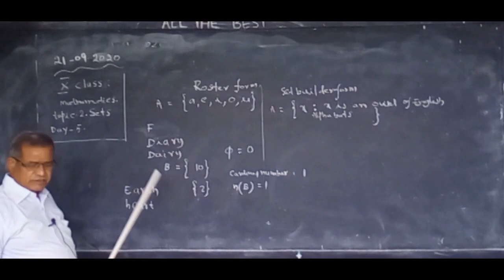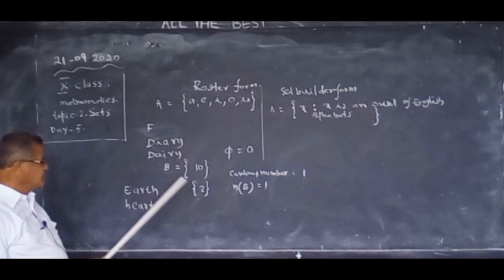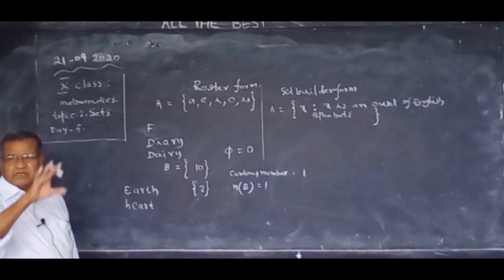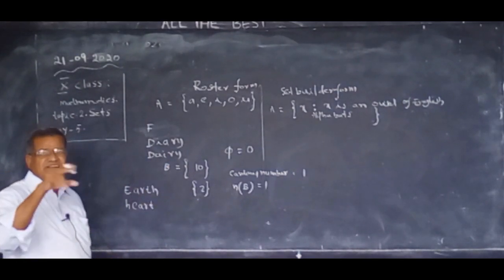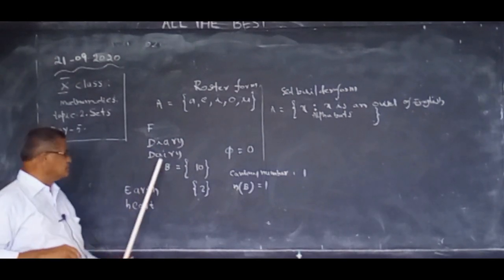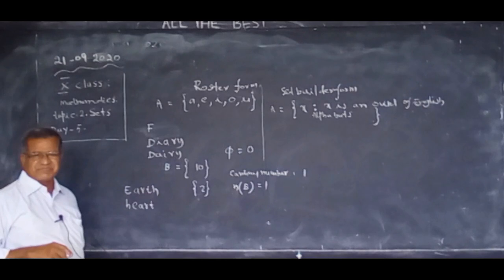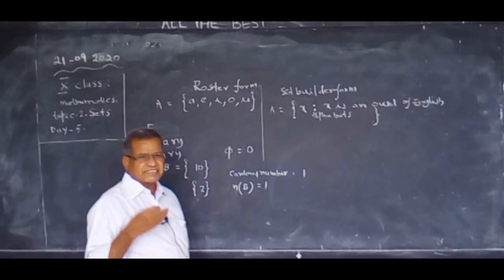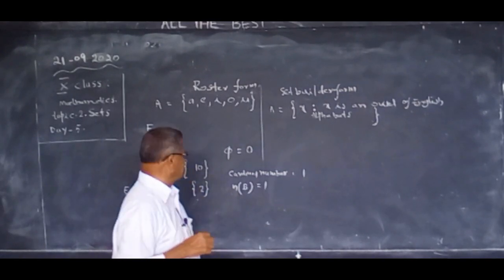Such sets are called equal sets. We can easily identify them, you need not be confused here. Equal sets means two sets have the same elements. The elements are the same. And the next one is another set, the equivalent set.